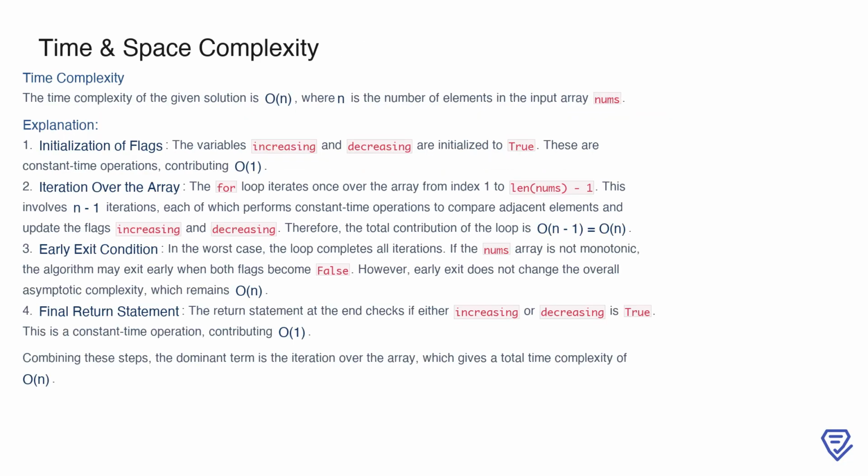Here, we analyze the time complexity of the solution. The overall complexity is O(n), where n is the number of elements in the input array, nums. This is primarily due to the single iteration over the array.